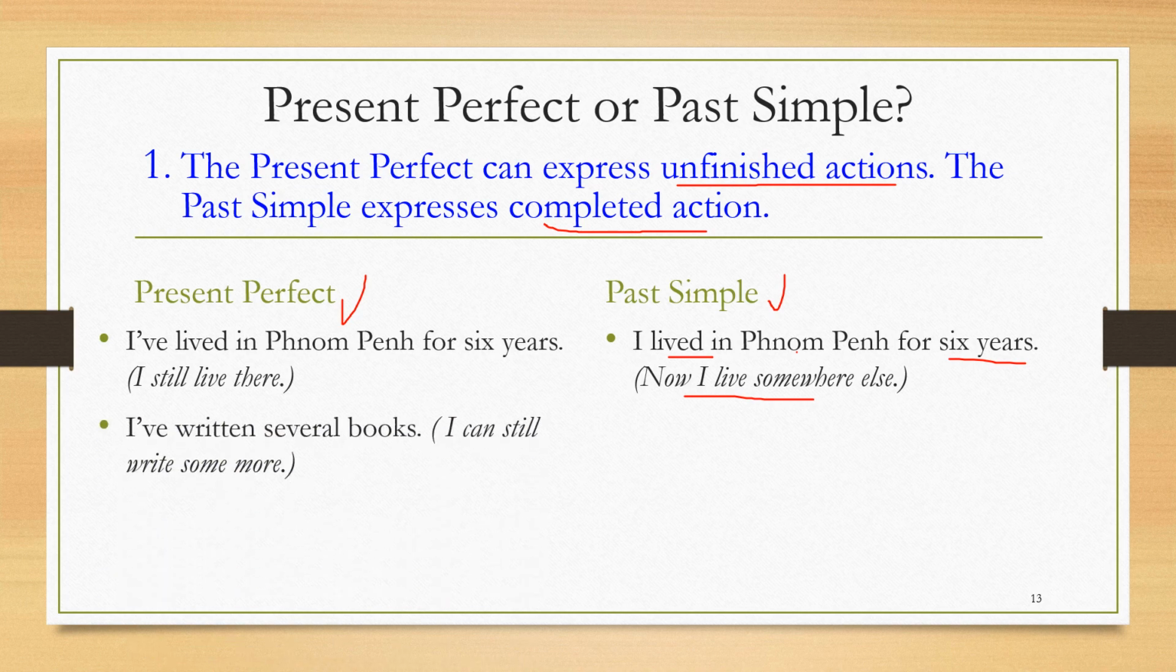Here you can see the example. I've written several books and now I can still write some more. Okay, I'm still young, so I can write more books. Shakespeare, like William Shakespeare, the famous writer in London. Okay, Shakespeare wrote several plays. Plays means like the stories or the plays.